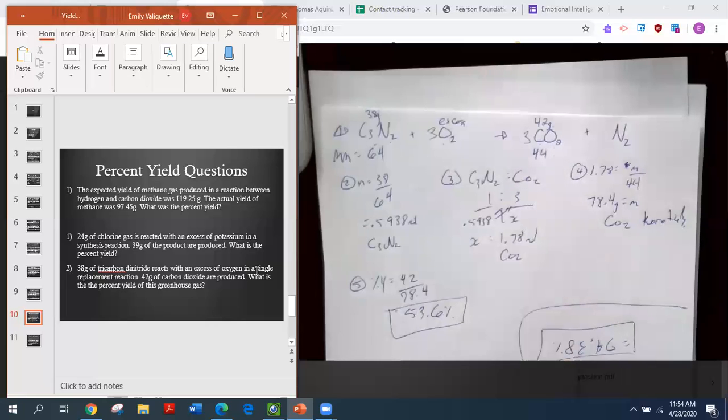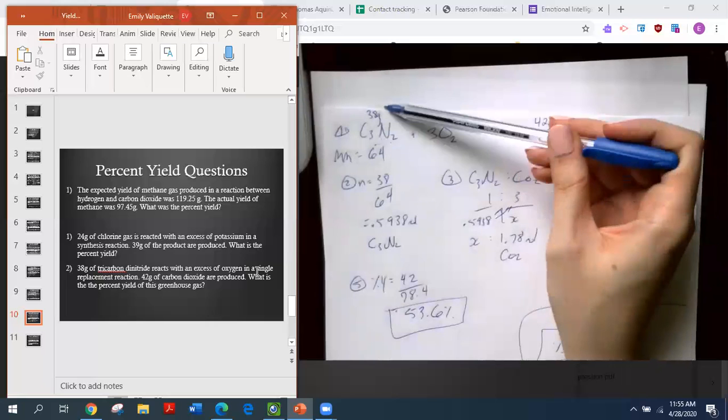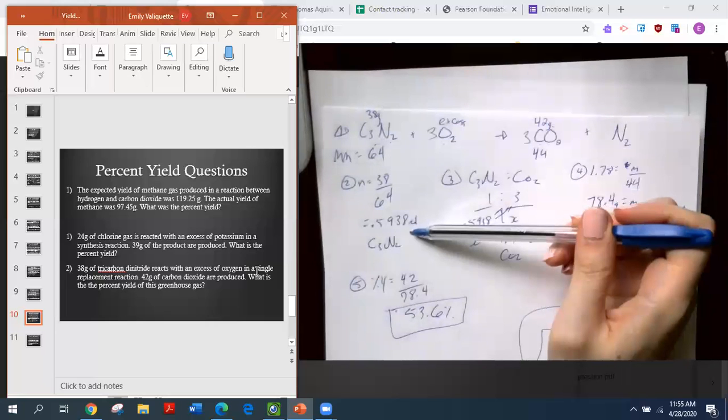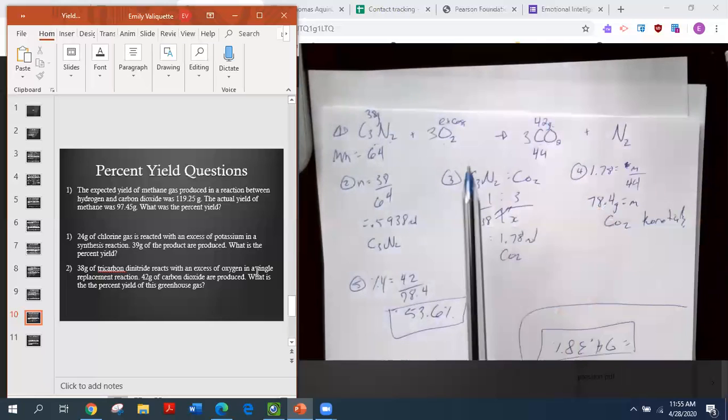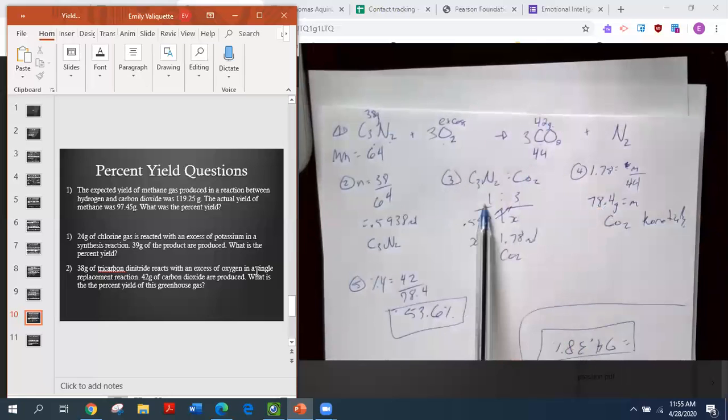So I start by doing my moles equals mass over molar mass for my reagent and get 0.5938 moles of my limiting reagent. I set up a mole ratio between the limiting reagent and the product. It is a 1-to-3, so I'll get 1.78 moles.